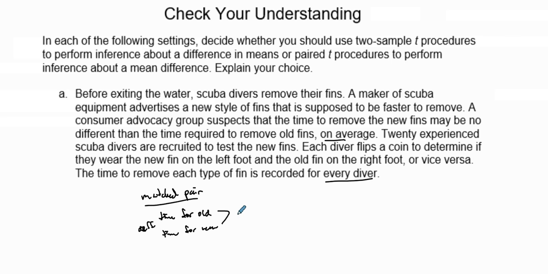And therefore, we're going to get a mean difference in the time it takes to get out from the old fin to the new fin, all right? And because it's matched pair, we're going to use a one sample t-test for mean differences. And that's what we're going to have there. Does that make sense? So that's the reason why: because we have a matched pair, using the same scuba divers, and we're going to take the mean difference between those.